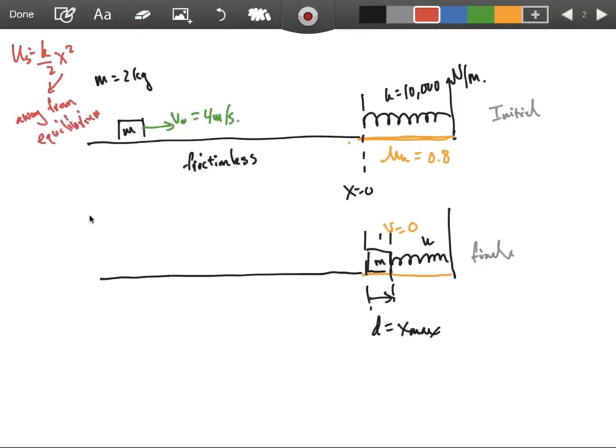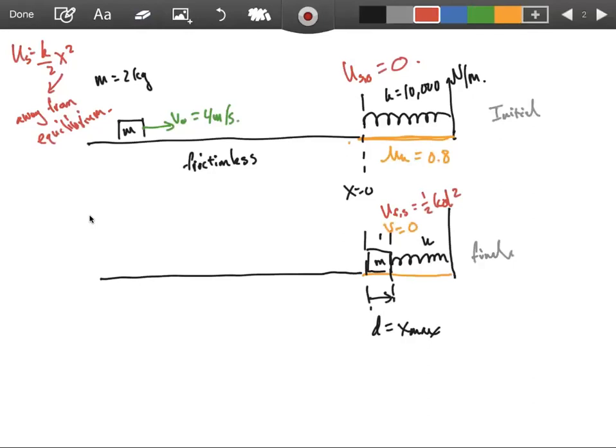So since my spring is initially at an equilibrium, that means that my initial spring potential is simply equal to 0. Afterward, my final spring potential energy must be equal to simply 1/2 k times the distance it is compressed, which is what we're calling d, squared. So I do have a change of potential energy, in this case, spring potential.